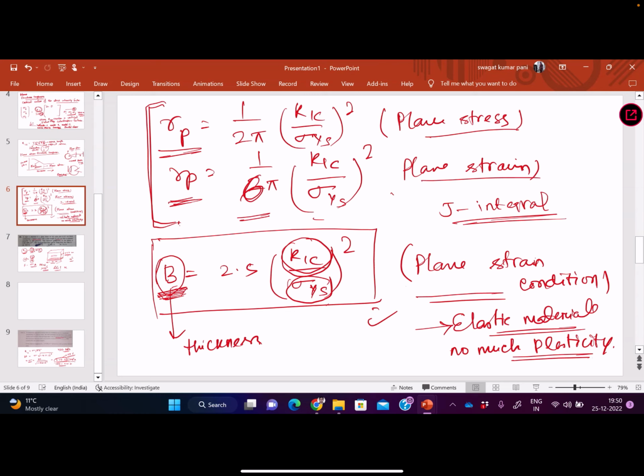That is a separate thing. That is a bit complicated, and in GATE you won't find questions from that. Just remember the name J integral. It is one method, where you go around a crack tip along a contour and integrate along that line.